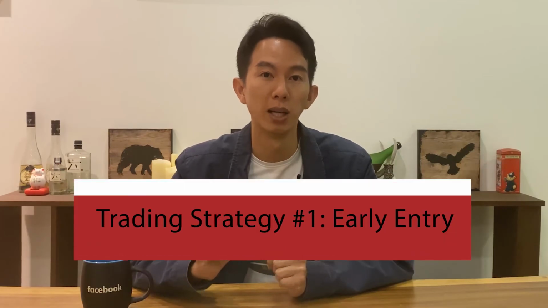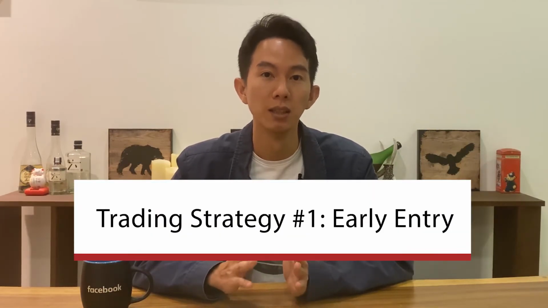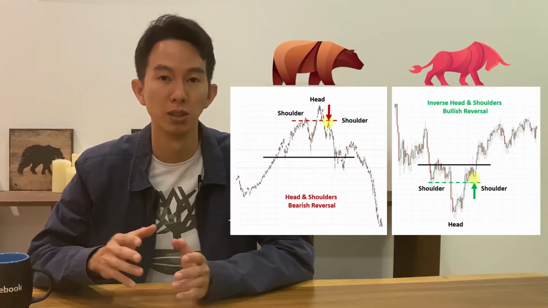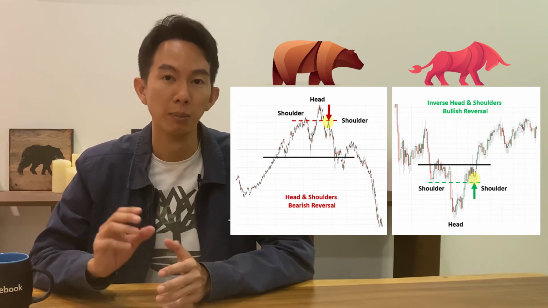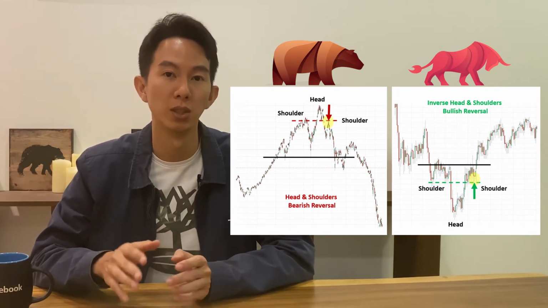For strategy number one, which is the early entry, the first strategy for the head and shoulders price pattern is to enter early as the second shoulder, which is the right shoulder, is forming by using the first shoulder, which is the left shoulder, as a guide. As mentioned previously, the head and shoulders pattern is a reversal pattern, and we can expect to see swing counts change as the pattern unfolds.